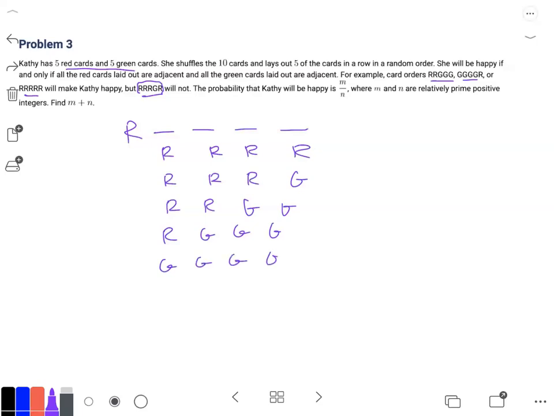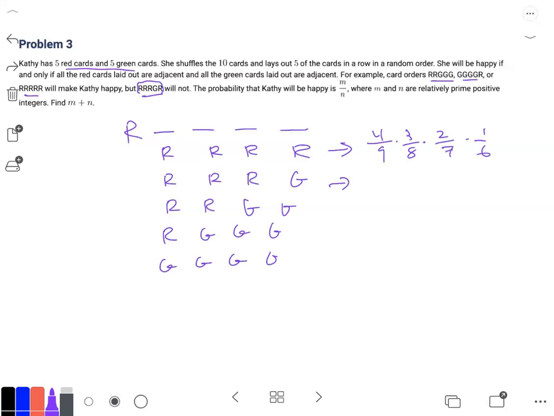And now it just comes to finding the probability of this. This is not too bad. So an R comes out, so we have 4 R's left. So there's a 4/9 chance we'll choose one, and then a 3/8, and then a 2/7, and then a 1/6.